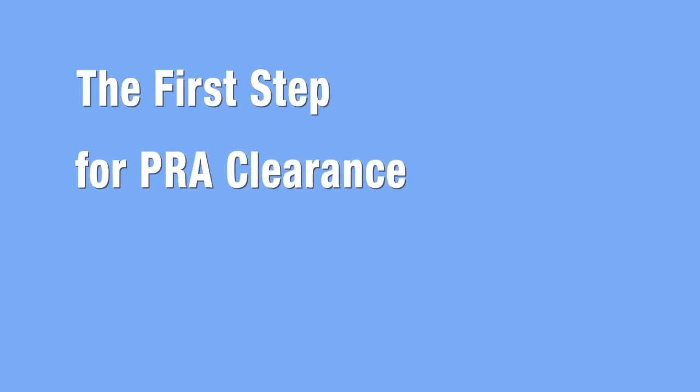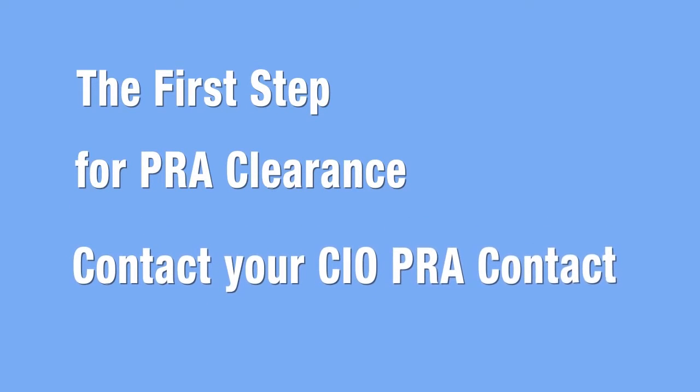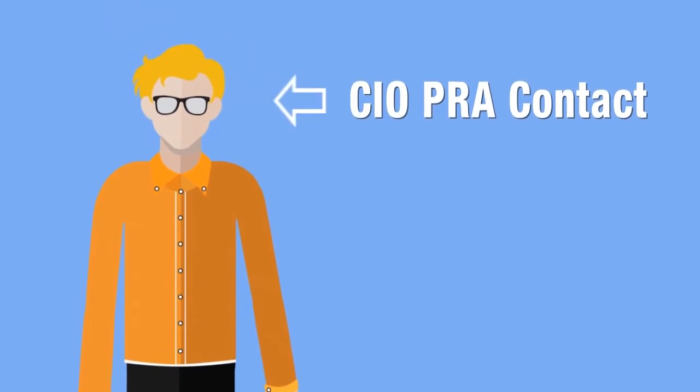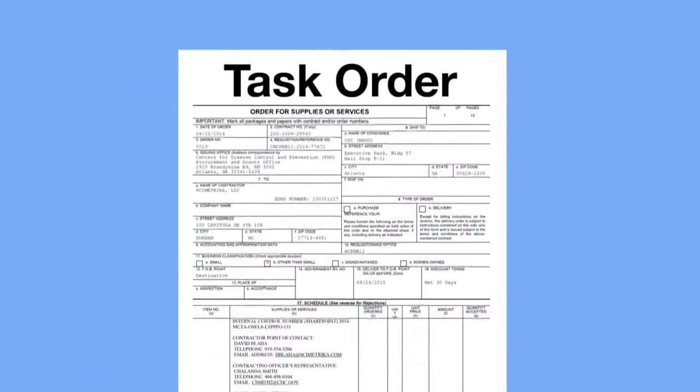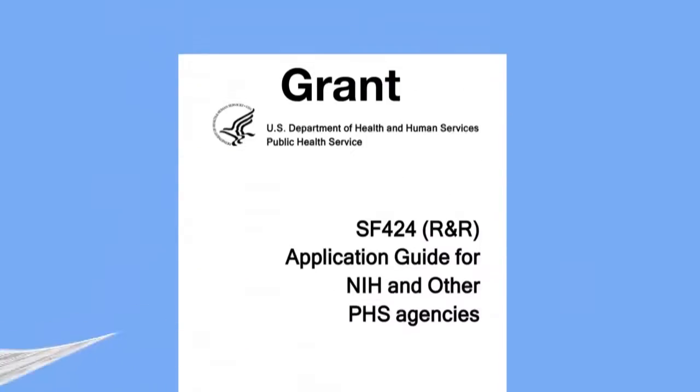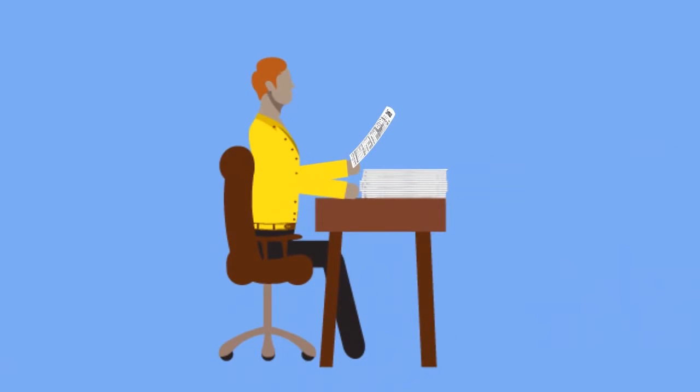The first step to get a Federal Information Collection Request approval, also known as a Paperwork Reduction Act clearance or PRA clearance, is to request an initial consultation from your CIO's Paperwork Reduction Act contact. Notify your PRA contact when you use federal funding to collect information or have a project that asks or implies that the recipient collect, obtain, maintain, record, or disclose data or information.